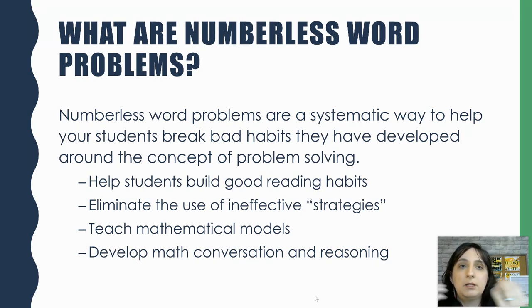They knew that their answer was completely unreasonable at that point, but they hadn't slowed down to think about what was happening. They hadn't slowed down to think before they started solving that their answer needed to be an amount of hours that could actually happen in one day. So we want our students to slow down, to break that cycle of bad, ineffective strategies, and to develop strategies based around good reading habits for story problems.